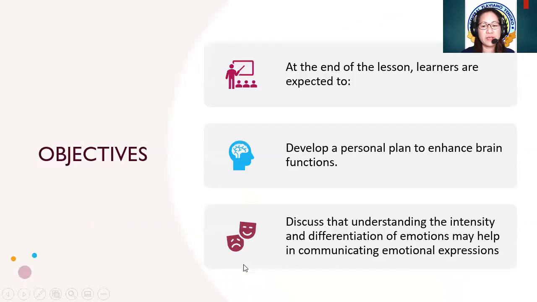For our objectives this week, at the end of the lesson, learners are expected to be able to develop a personal plan to enhance brain function. This objective is a continuation of our week 6. Another objective will be discussed: understanding the intensity and differentiation of emotions may lead to communicating emotional expressions. Okay, so let's begin.